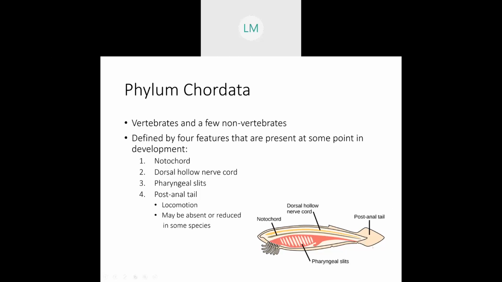So these four traits, this is how this phylum is defined. It's not defined by being a vertebrate. It's defined by these four traits here: the notochord, the dorsal hollow nerve cord, the pharyngeal slits, and the postanal tail. That's how you are a chordate, you have to have those four things at some point in your development.